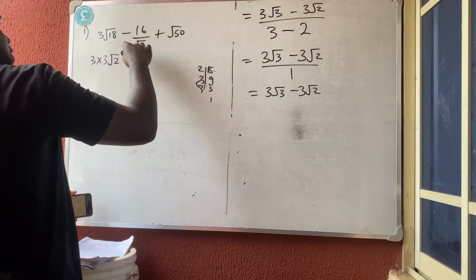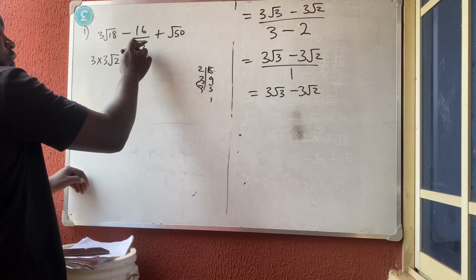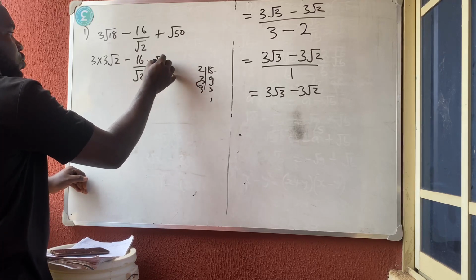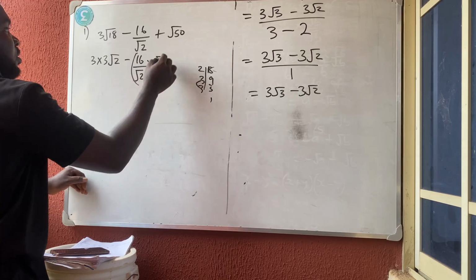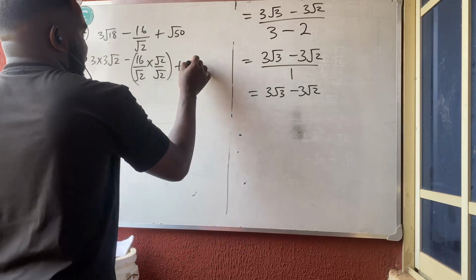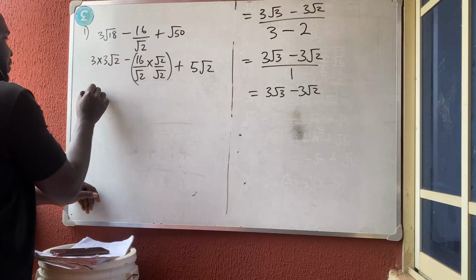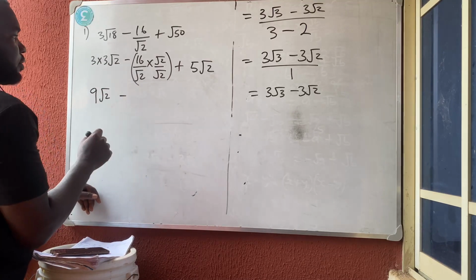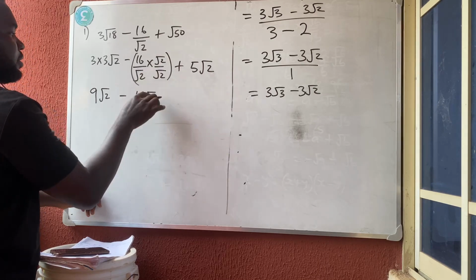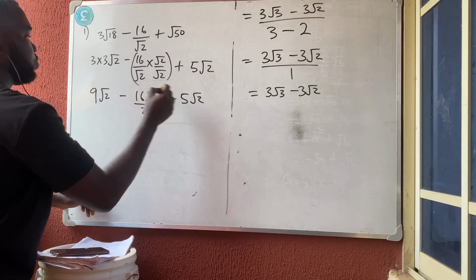Don't forget that what we do here is not conjugate, it is rationalization, because there is no surd here to divide. So I'm going to have 16 divided by root 2 times root 2 over root 2. Root 50 will give you 5 root 2. You can check it yourself. So I have 9 root 2 minus 16 root 2 over 2, because root 2 times root 2 is just 2, plus 5 root 2.